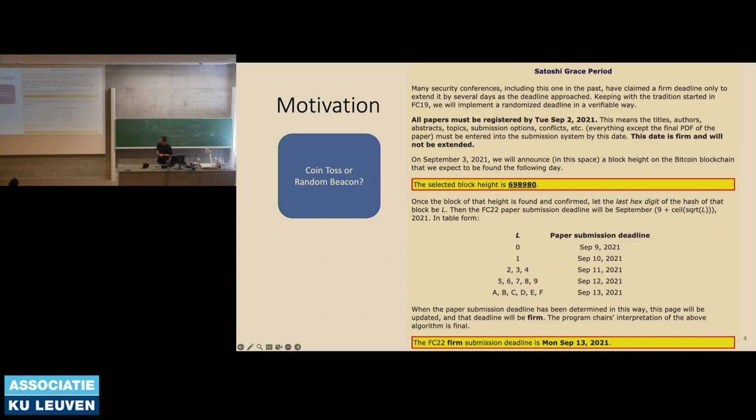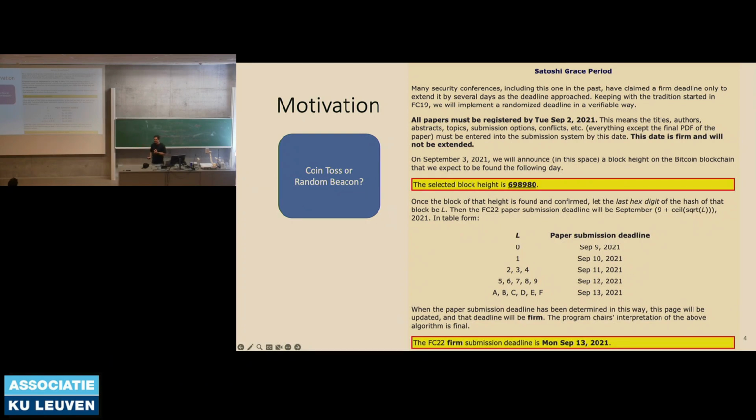So let's see some real world examples. So this is a Financial Cryptography 2022 submission page. The way they did it is on September 3, they fixed a block height of Bitcoin, and that block height was 698980, and this was in the future. So once that block was mined, they looked at the hash of that block, and based on the last hex digit of that hash, they determined what the deadline is going to be for the conference submission.